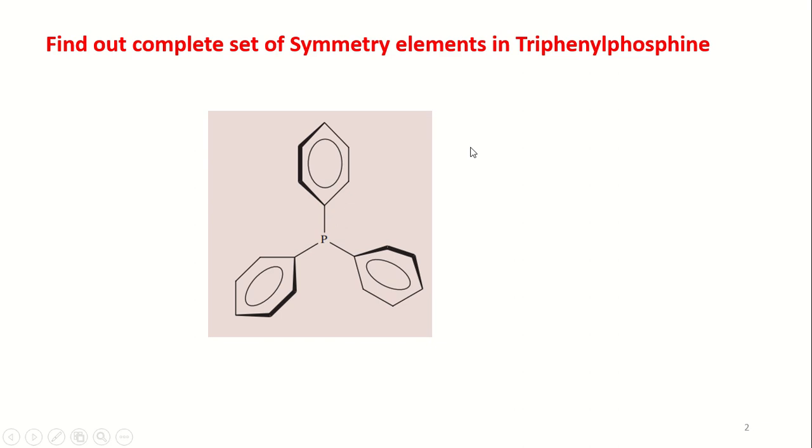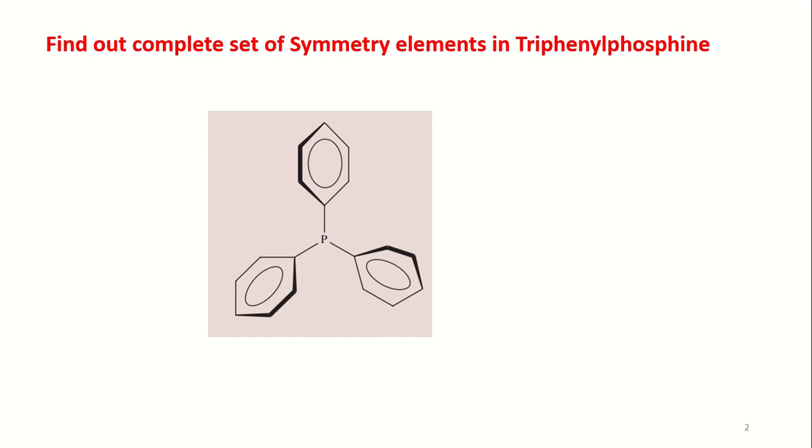So let's talk about the complete set of symmetry operations that is found in triphenylphosphine. The first one was the identity, the second one was the C3, and the third one was the C3 twice.